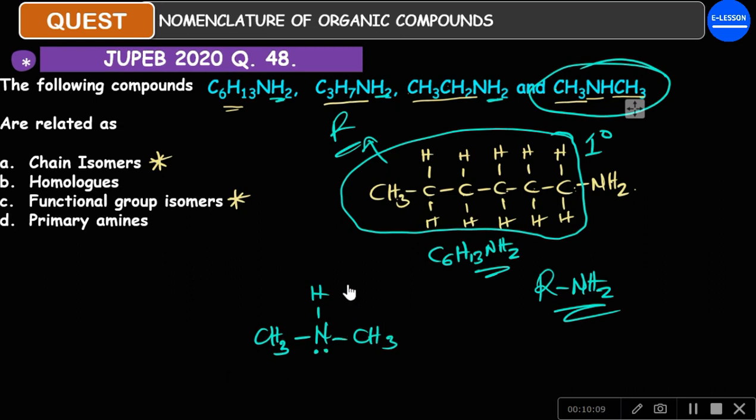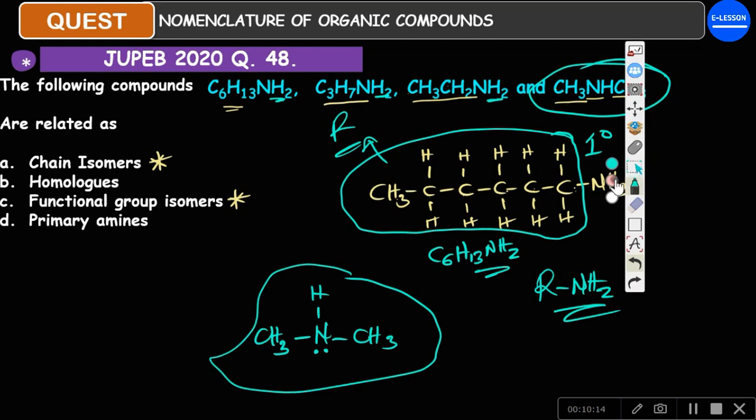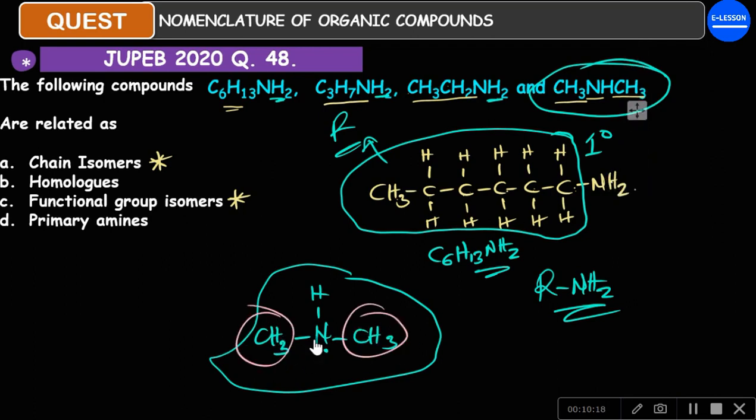Now, this compound you see here is a secondary amine. Why do we say this compound is a secondary amine? Because it contains two alkyl groups attached to the nitrogen. So you may want to represent it as something like this, with the lone pair, hydrogen and this. So this is a secondary amine. You cannot make the judgment that they are all primary amines.